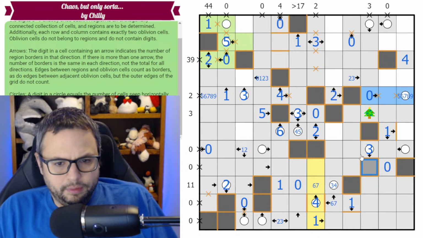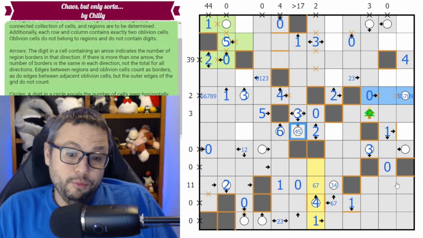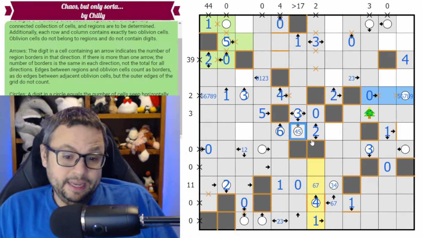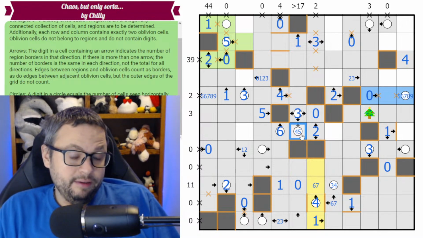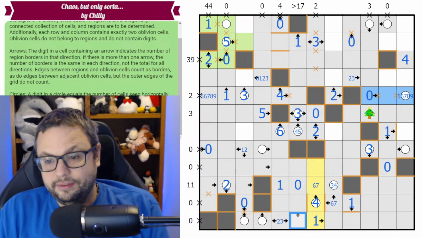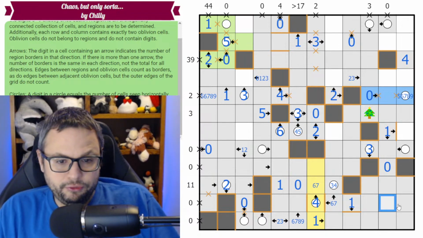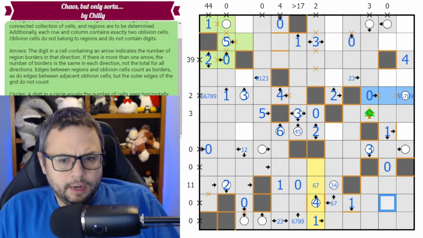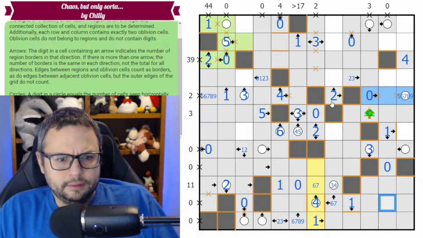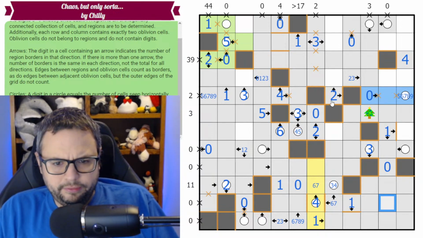So this cell I know is more than the 4 or 5. In fact, it's at least 2 more than the 4 or the 5. So this cell is 6, 7, 8, 9 for sure. Let's see.